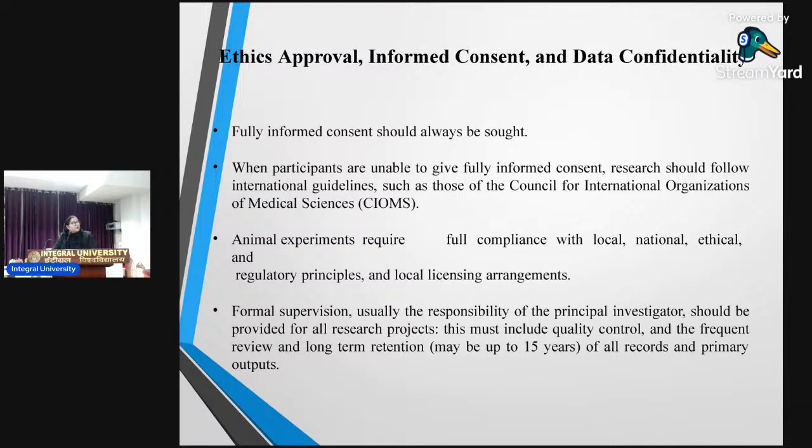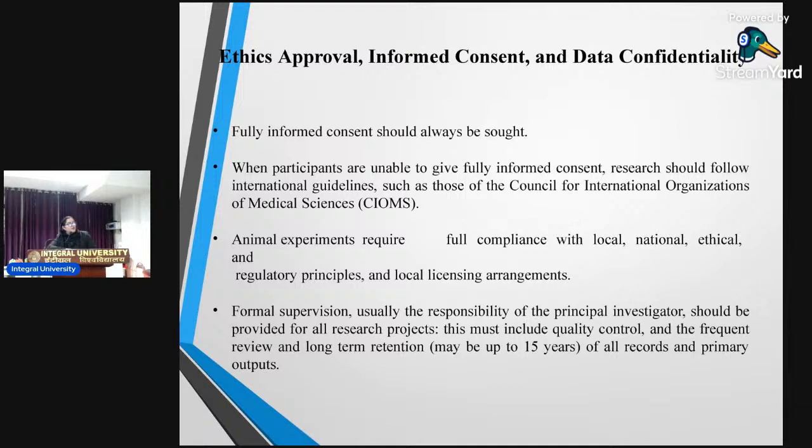We have already talked about this. Fully informed consent should always be sought right at the beginning, because at the end, when you are ready for publication, you will not be able to gather so many informed consents, right? Then the only option left with you would be to resort to unethical practices, which you know you don't have to do. So you need to have informed consent of the participants.